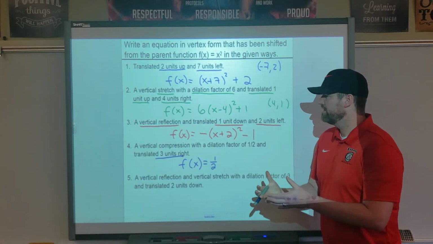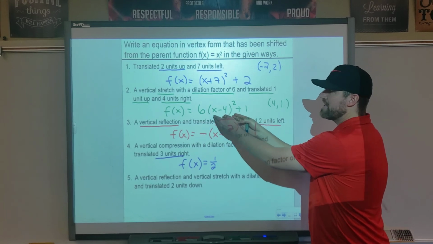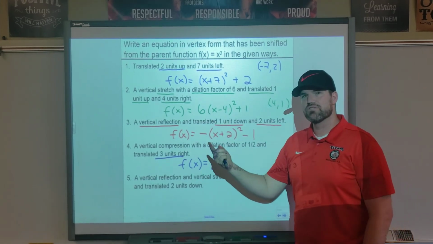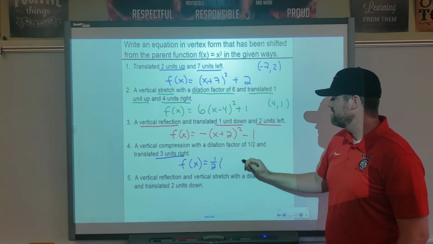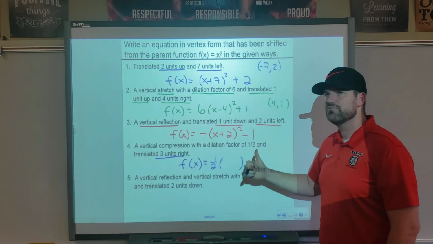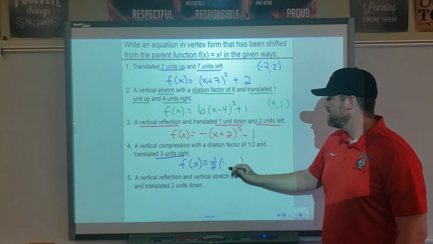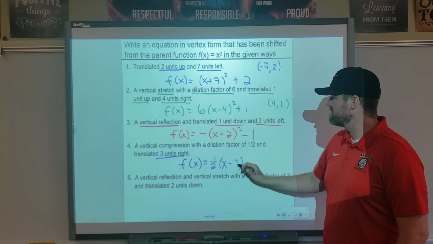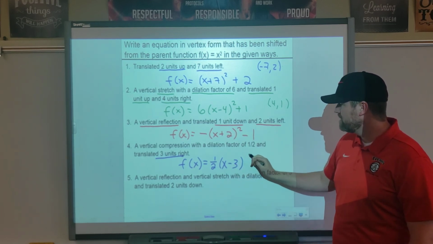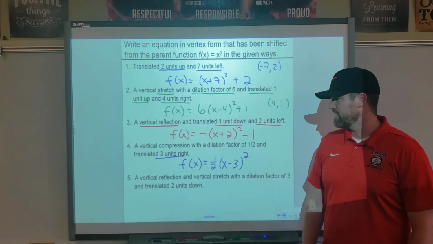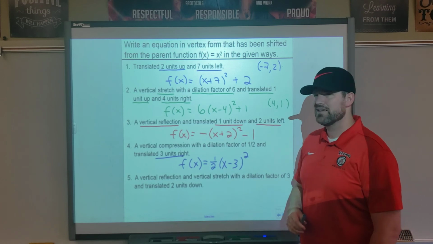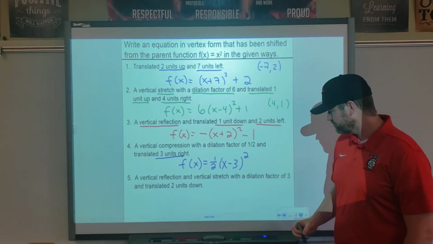If we want to go right and left, is that at the end or is that in the parentheses? Well, if we want to go right and left, that's horizontal. That'll be in the parentheses. And we know it's going to be the opposite. So if I want to go 3 units right, which would be a +3, my vertex form is going to have the opposite. So x -3. And then we still need to always make sure we put the squared to make it vertex form. Do I need a number here? Nope, because it didn't say anything about shifting up or down.